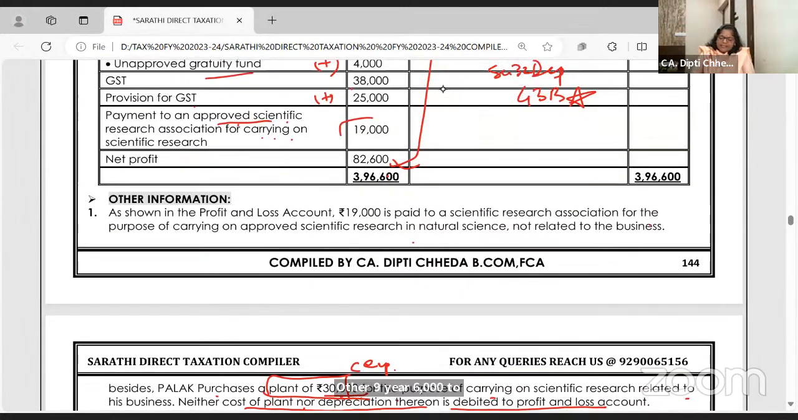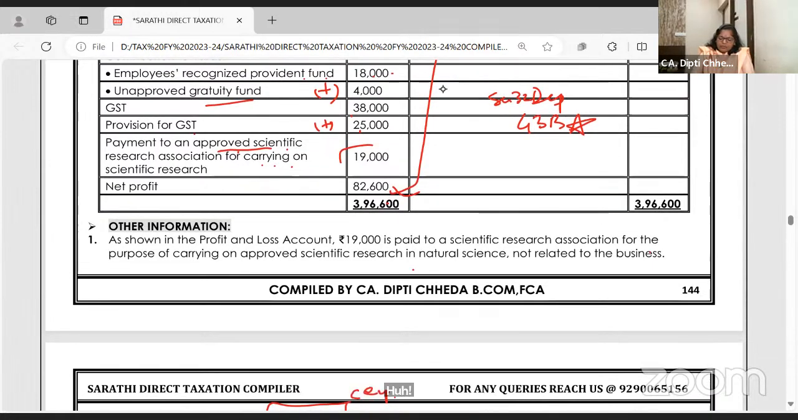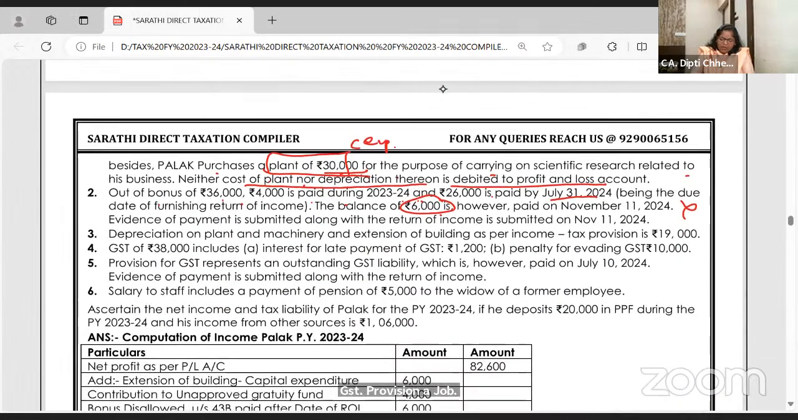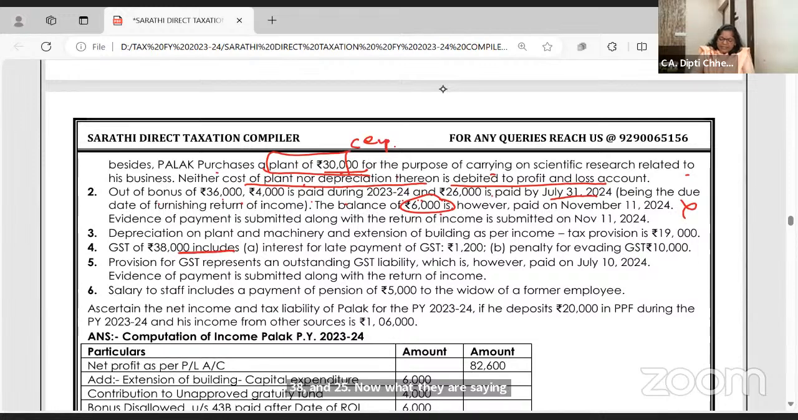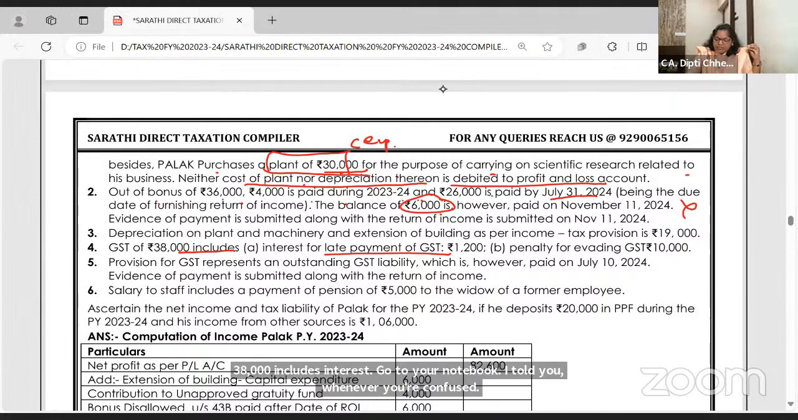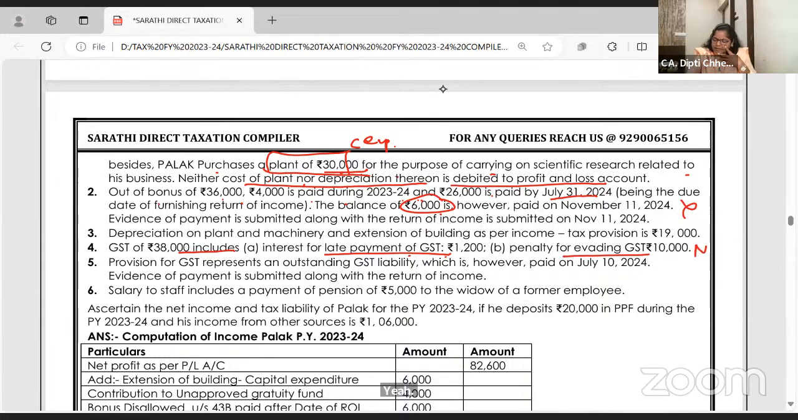Yes, the GST provision has come. 38 and 25. Now what they are saying? GST 38,000 includes interest. Go to your notebook. I told you, whenever you are confused, refer back. Interest for late payment. Is it allowed? Yes. GST interest is allowed. Penalty not allowed. Refer back the notes again and again.